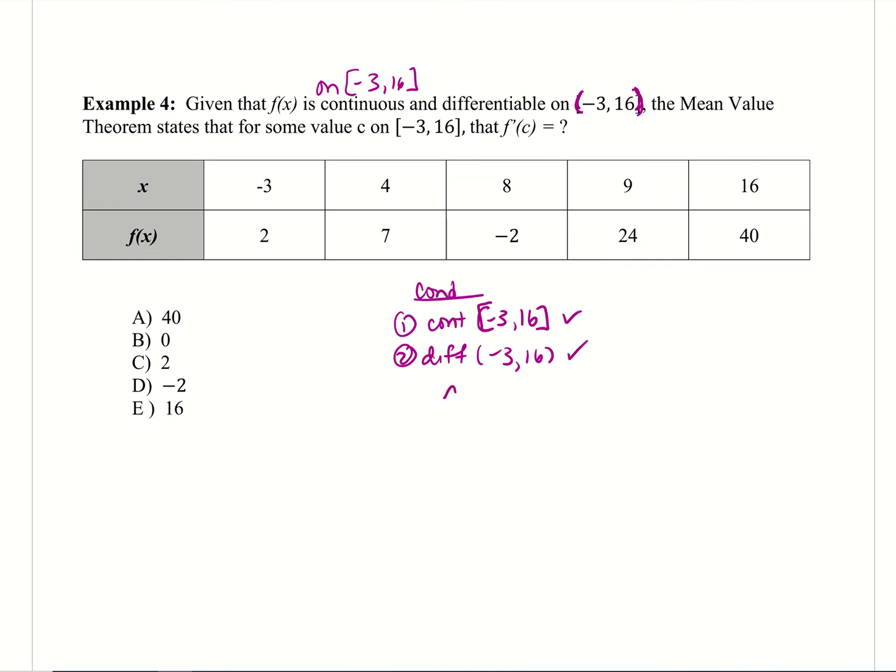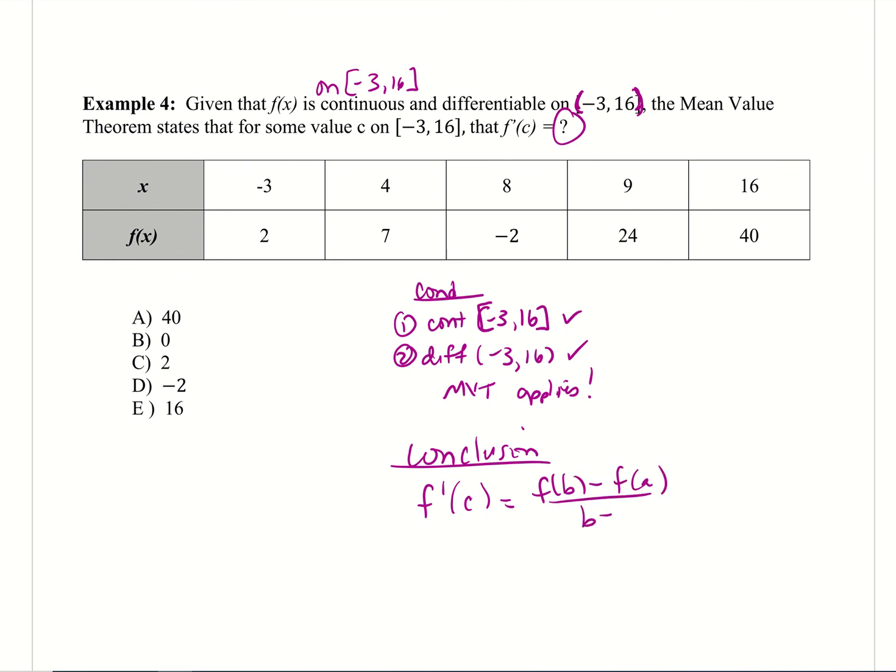So MVT applies. So that's great news. Okay, so now they want us to finish the conclusion. The conclusion is that f prime of c is supposed to equal something. Well, they want to know, what is it supposed to equal? Well, it's supposed to equal f of b minus f of a over b minus a.